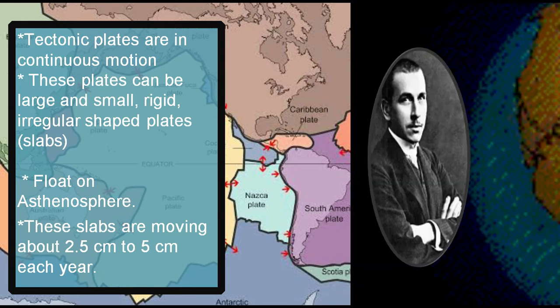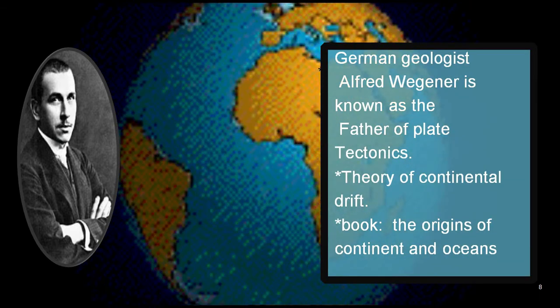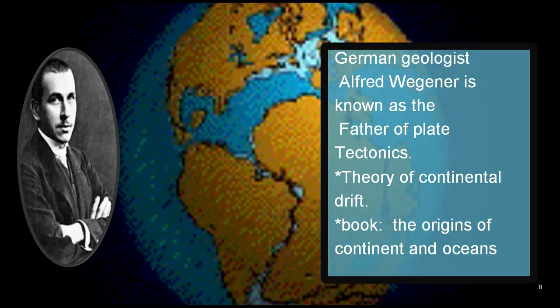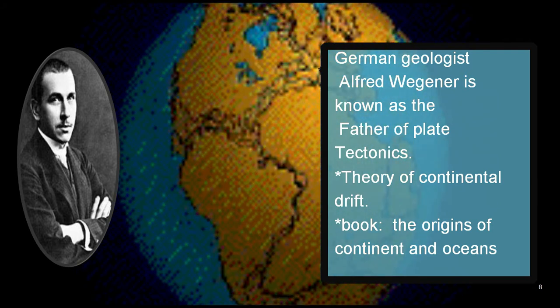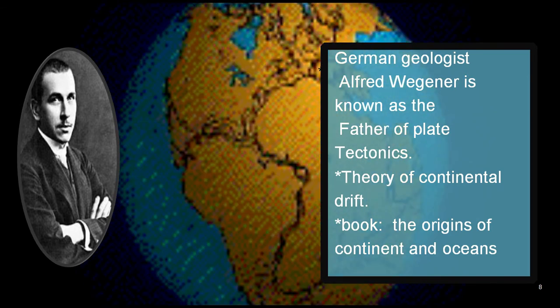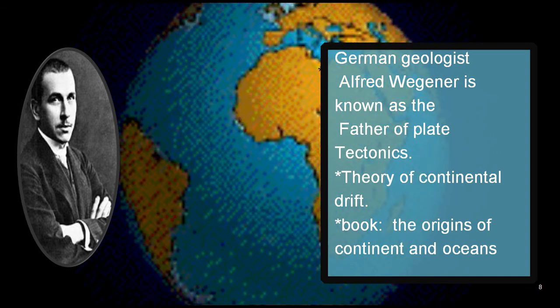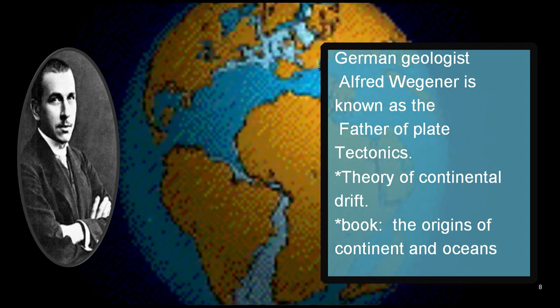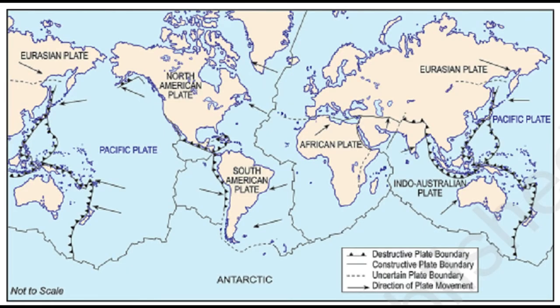German geologist Alfred Wegener, who is known as the father of plate tectonics, gave this explanation of the plates and the movement of the plates as part of Wegener's theory of continental drift. He revealed his theory in the book The Origin of Continents and Oceans, which was published in 1915. This we will understand and discuss later. According to it, there are 7 major plates and around 21 minor plates, which are continuously in motion.